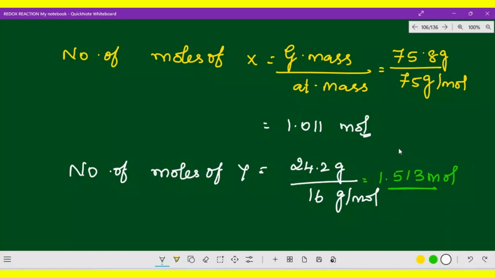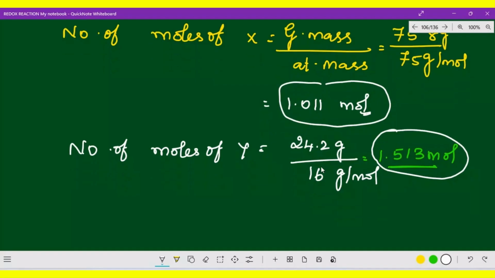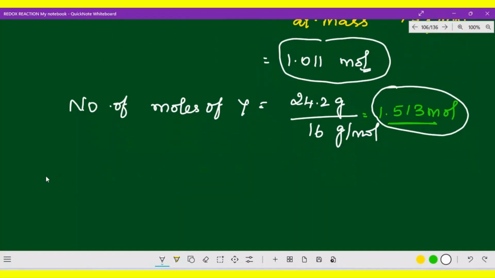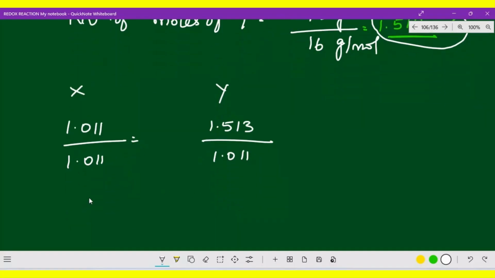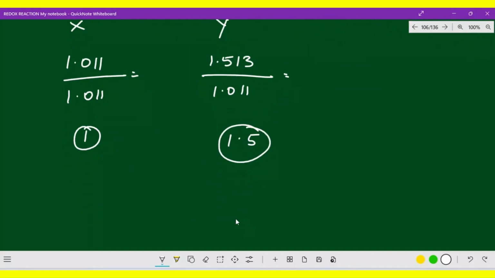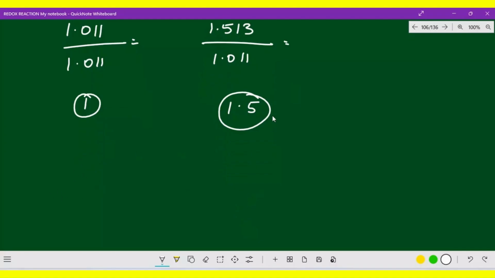So here we have to identify the smallest ratio. Which is the smallest ratio? Here you are getting 1.513, and here you are getting 1.011. So which is the smallest? So for X, it is 1.011 divided by the smallest, 1.011. The same way for Y, number of moles, it is 1.513 divided by 1.011. So when we consider both, here you are getting 1 and here you are getting 1.5. So we have to find the whole number ratio. So this is 1 and this is 1.5.